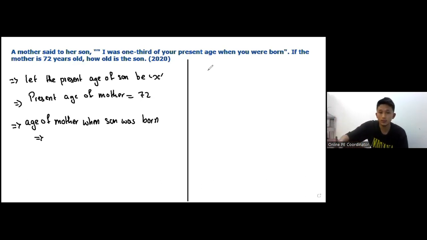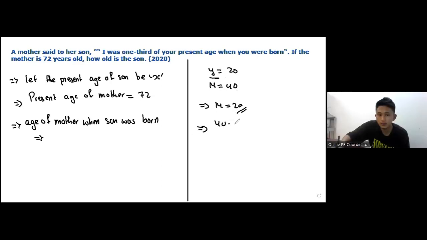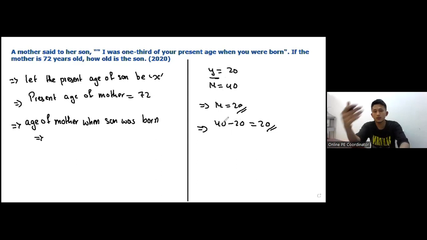How do you know that? Because you are 20 years old and your mother's age is 40 years old. When you were born, her age will be 20 more. How do you know that? 40 minus 20, you get just 20. So the mother was 40 years old and the son 20, and the gap is the difference between their ages.